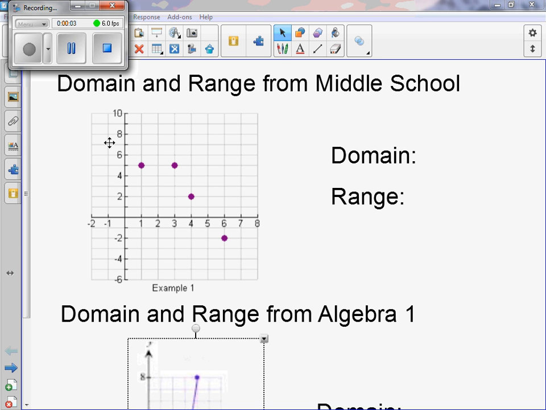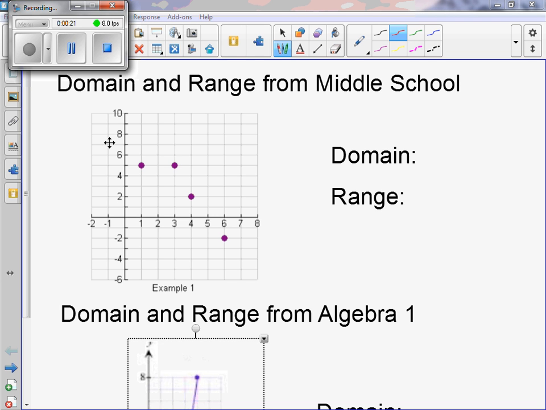Good morning, this is Unit 2. This is learning target 2B. We're going to start off with domain and range. And we're going to go back to middle school for a little bit and talk about domain and range, how we learned it in middle school, and we'll build it up to Algebra 2.